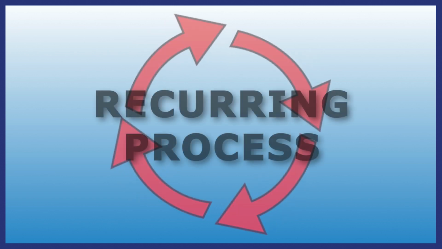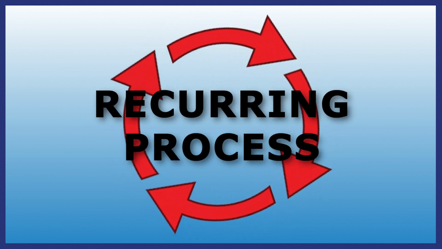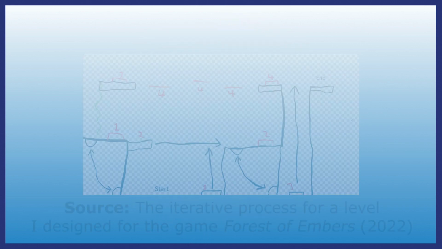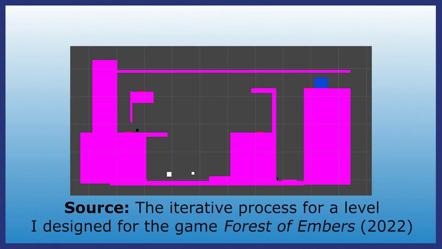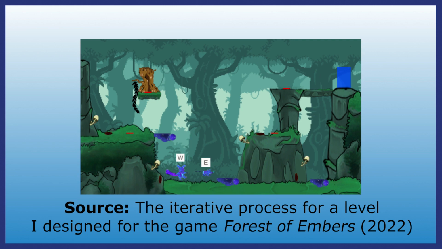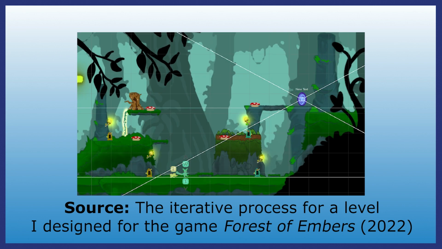This process is unique compared to the other steps because it's usually a recurring process that repeats itself numerous times. You'll continue to create new iterations of your level and scrap old ideas before you eventually settle on the version that you'll actually use in the game. So with that, let's begin by looking at playable prototypes.